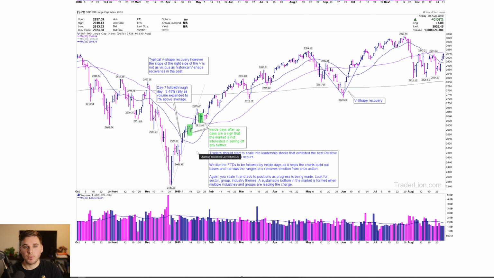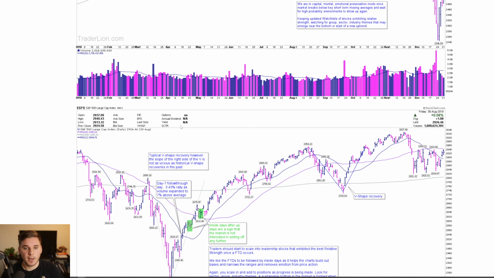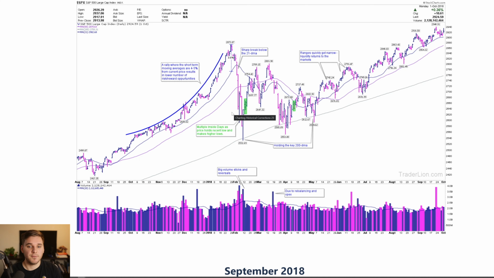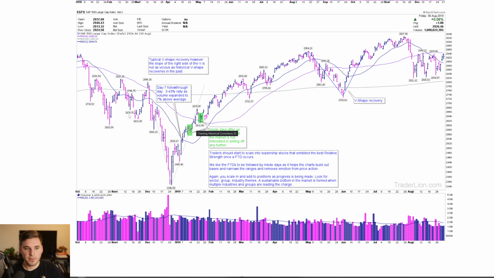So overall, that's a quick run through of what a typical correction recovery looks like. Keep in mind, they're very diverse. That's why you should go through the rest of these examples and see the kind of variations and differences between them. But I think 2018 is a good example of the index forming higher lows, that fall through day signal, getting back above those moving averages, volatility contracting, and that's when you can start pressing on the gas and testing trades and practicing progressive exposure in those leading names in the market.